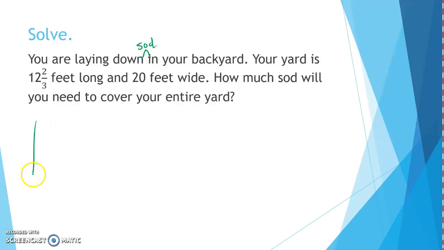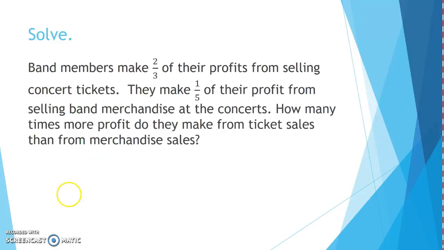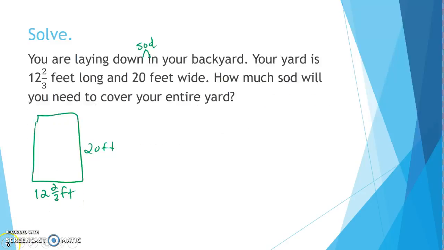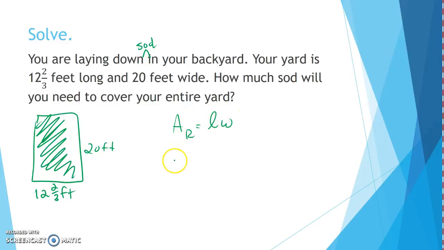So here I'm going to draw a quick picture. I'm going to label this 20 feet and 12 2/3 feet. I'm very visual, so I like to have pictures. Let's go back. And we want to find the area. So how much sod we have to lay all in this yard. So the area, again, of this rectangle is going to be length times width. So the area of the rectangle is going to be 12 2/3 multiplied by 20.